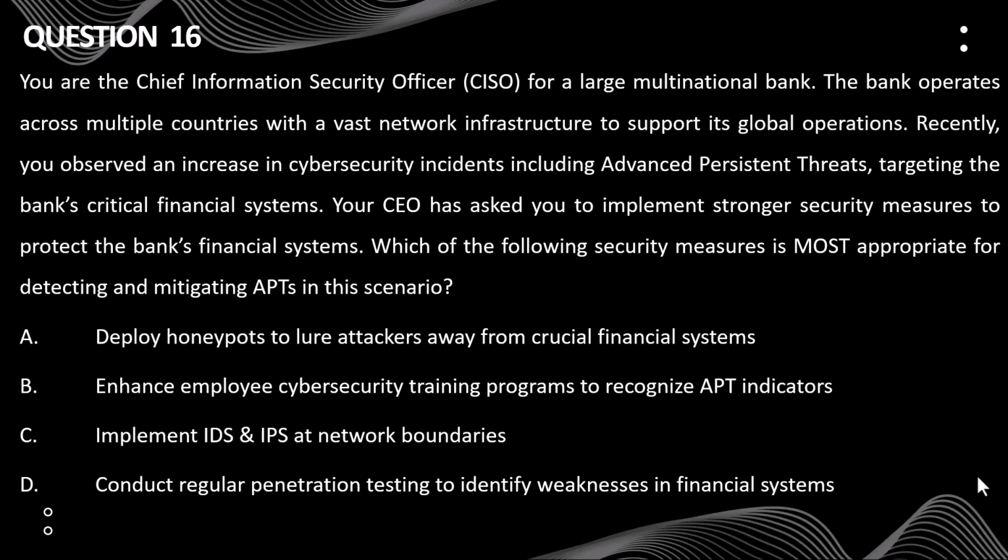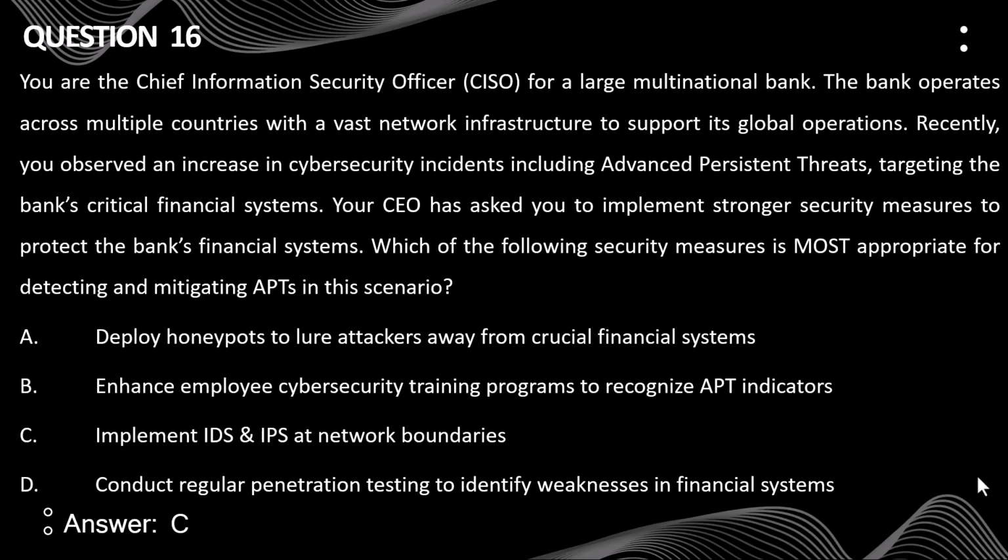A. Deploy honeypots to lure attackers away from crucial financial systems. B. Enhance employee cybersecurity training programs to recognize APT indicators. C. Implement IDS and IPS at network boundaries. D. Conduct regular penetration testing to identify weaknesses in financial systems. Here we are going to be going with option C.